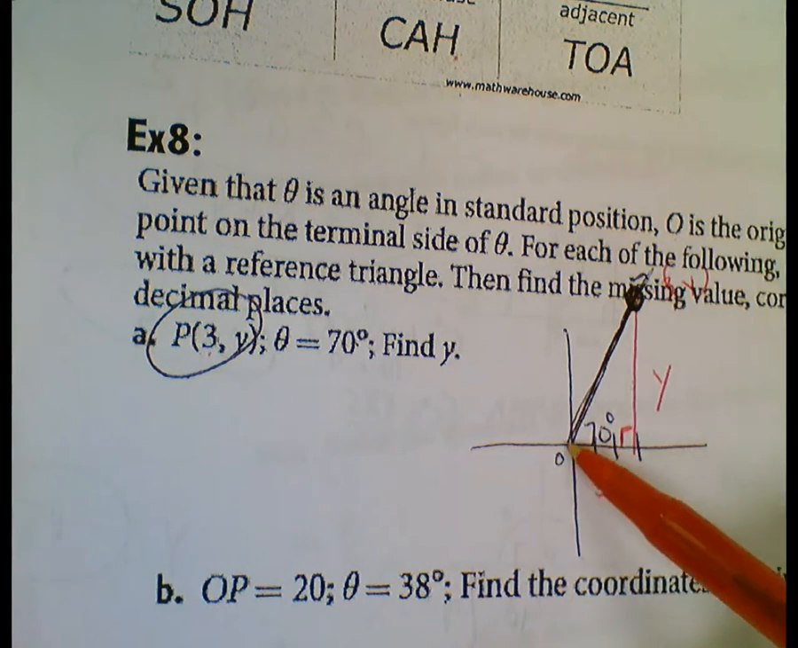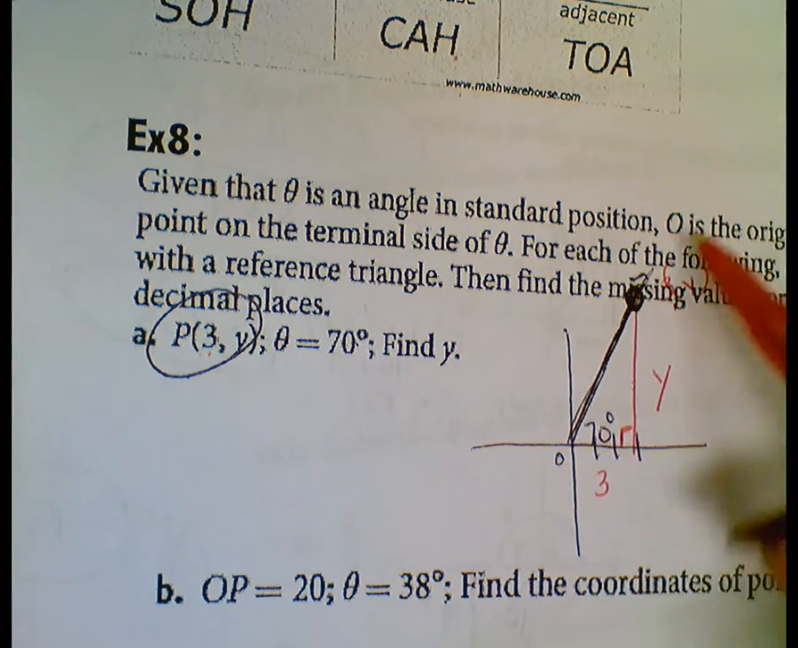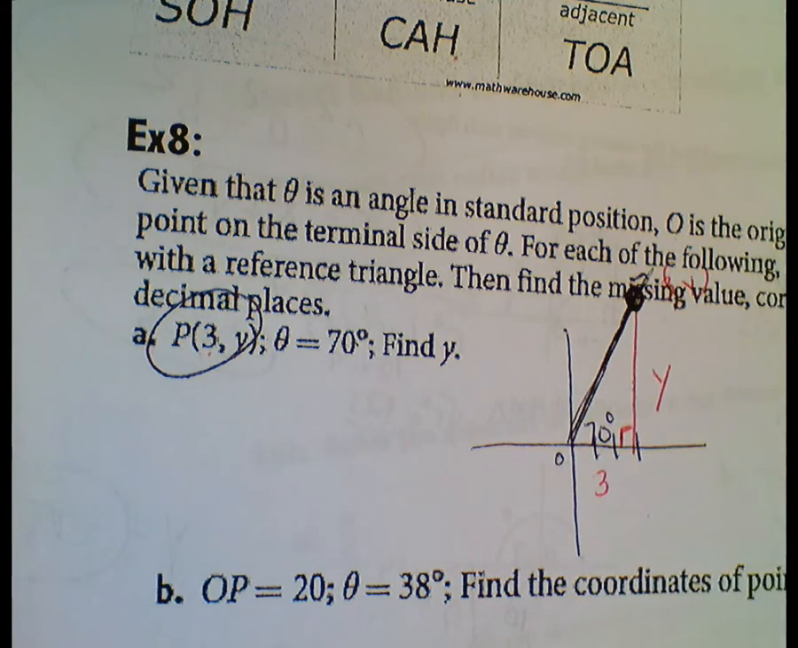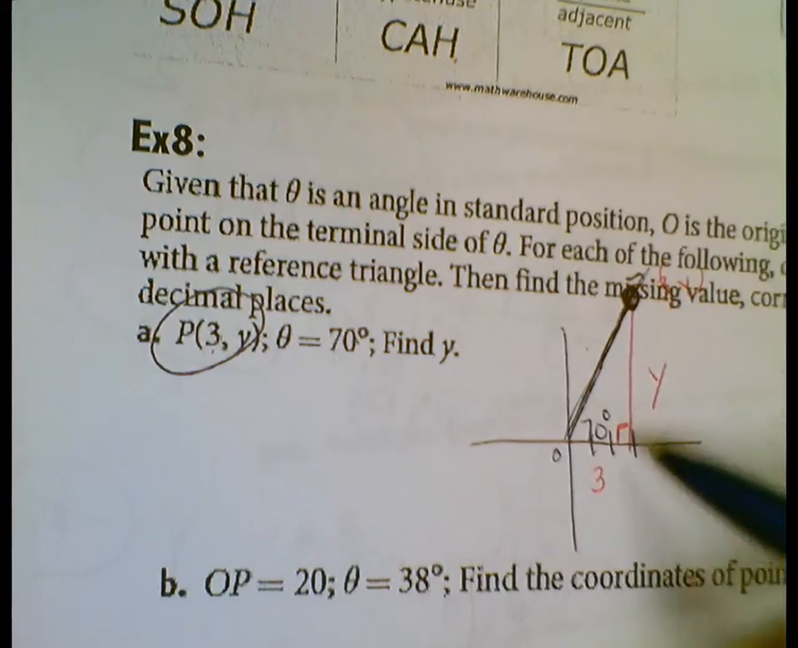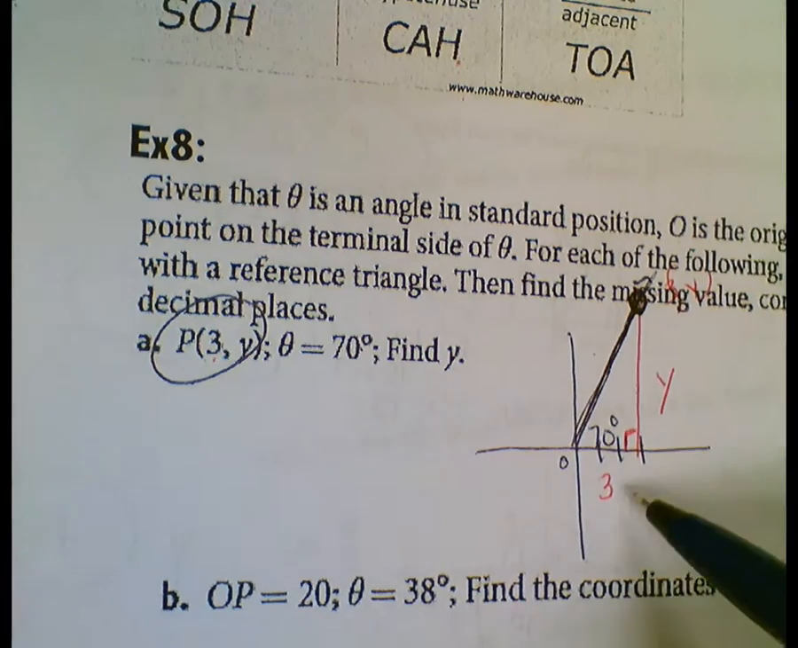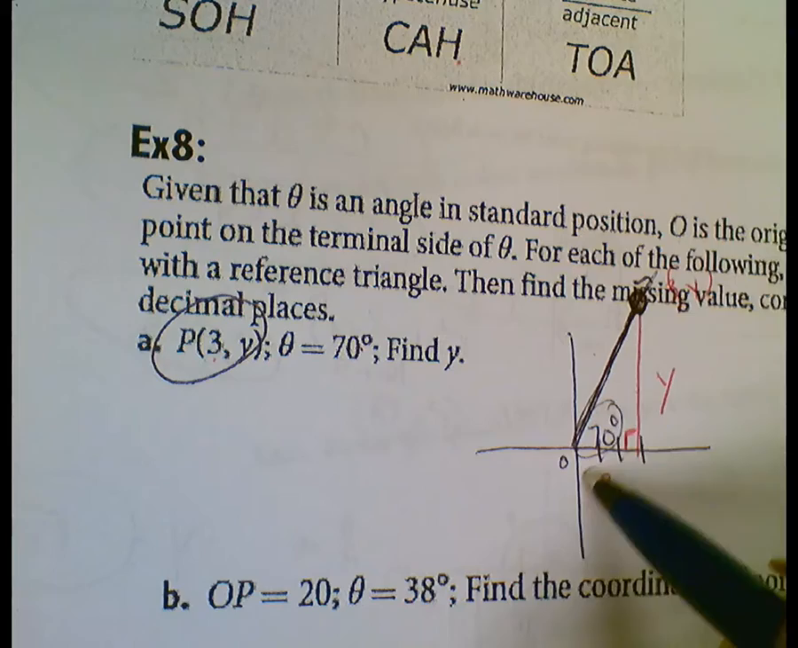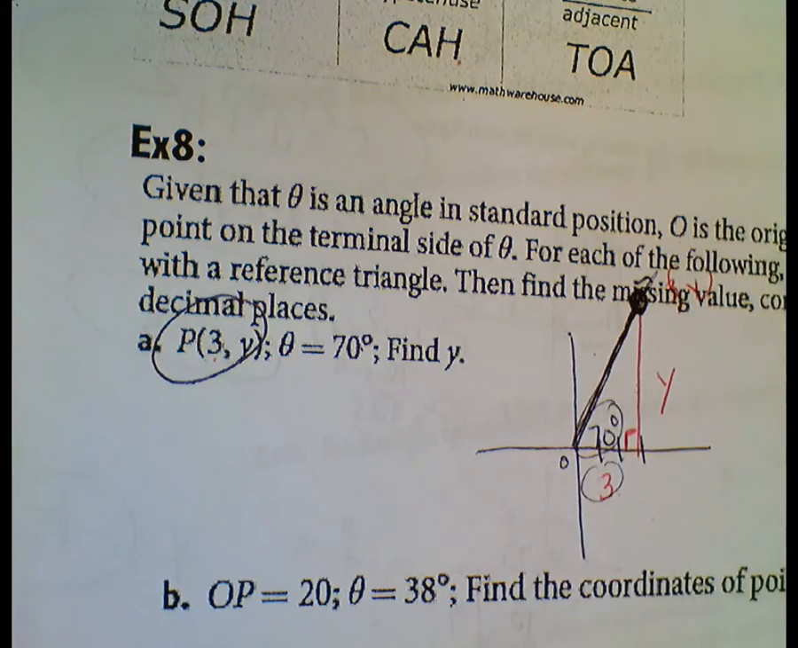I don't even care. They're not even asking us about OP. They don't care about OP. They just want to know what y is. So since I don't know this OP, I can't do the Pythagorean theorem unless I know 2 sides. I only know 1 side. But if you know an angle and 1 side, then you can figure out any other side.